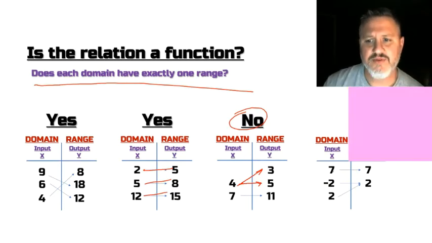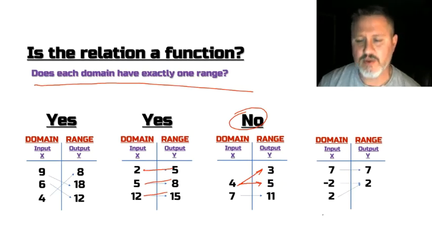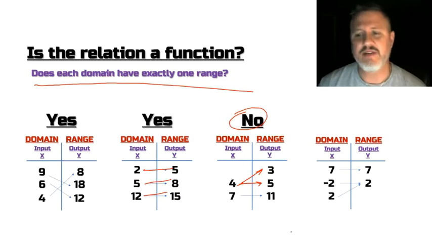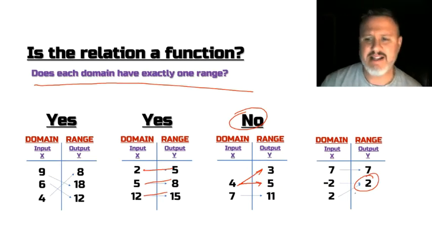Do these domains have exactly one range? Does that have one line coming off it? Yes. Does this have one line coming off it? Yes. And does this have one line? What about a tongue twister? Does this have one line coming off it? And the answer is yes. So even though they share one range, you're wondering, is that possible?